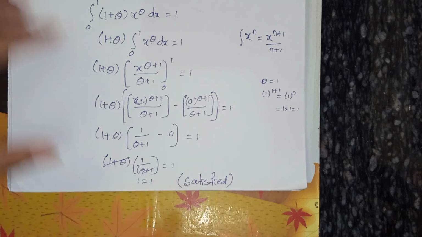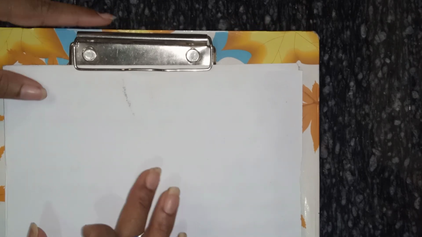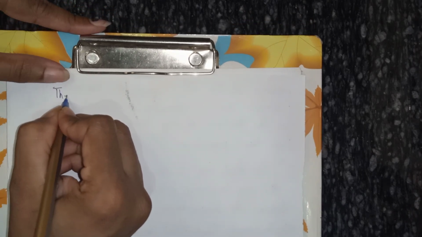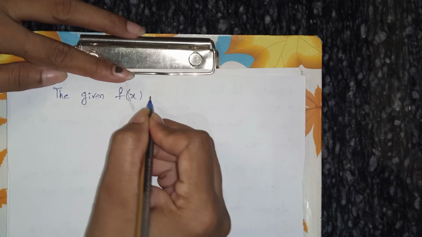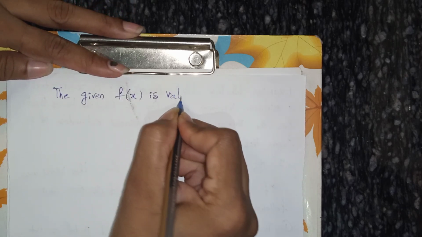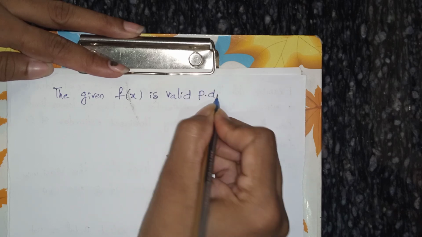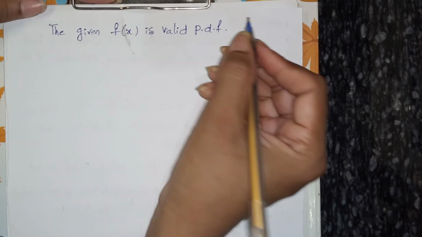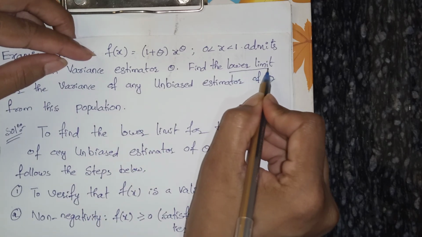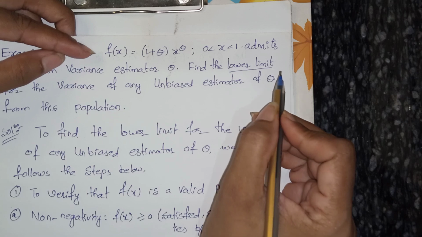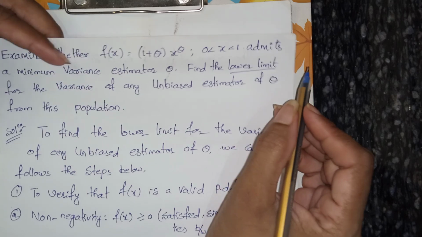So two properties are satisfied. Now what can we say? The given f of x is a valid probability density function. Now we can go to the regular process, that is the lower limit they ask for. The lower limit is proved by using the Cramer Rao lower bound method.